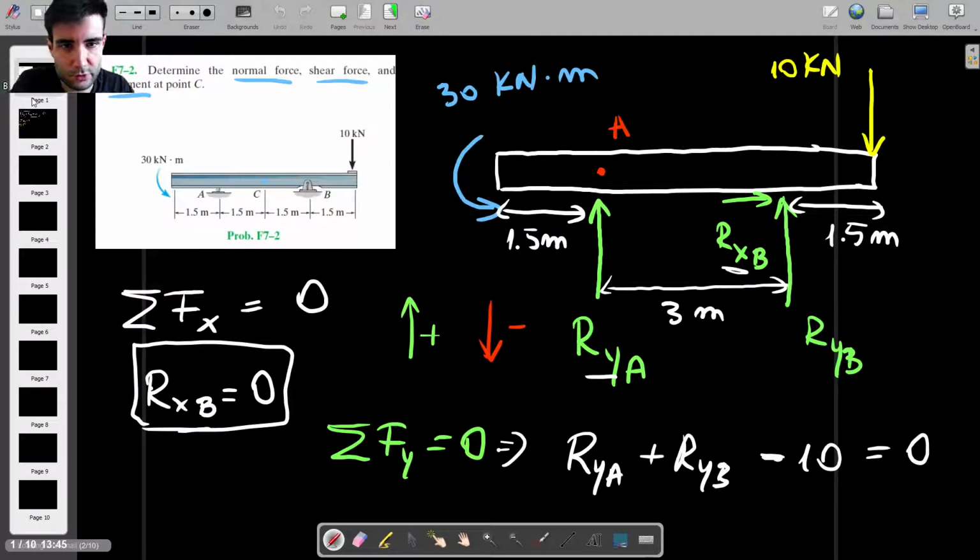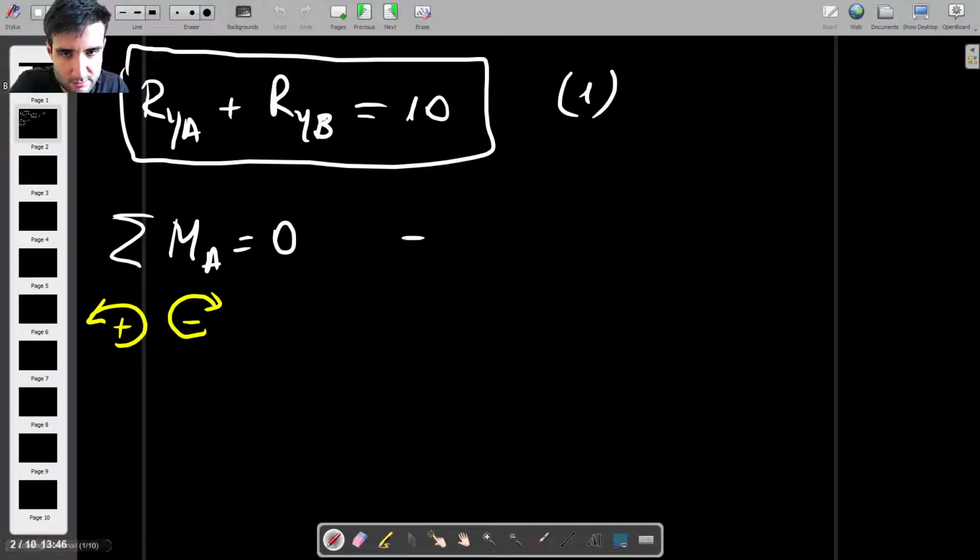So about point A, this reaction force doesn't produce any moment. So here's what we have: we have this 30 kilonewton meter moment that we have to include as well, right? And that is counterclockwise, so that's going to be plus 30.